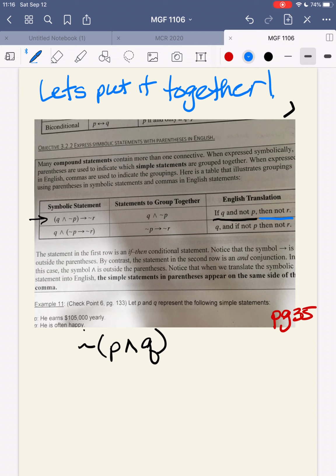Now, if you look at the second one, Q is by itself and it's first. Q has the comma after it. That's separate, and then that groups those two things together. Usually these take a lot of practice. Parentheses are always on the same side of the comma. So in this case, you can see that Q is by itself, and the rest of it is the rest of the compound statement.